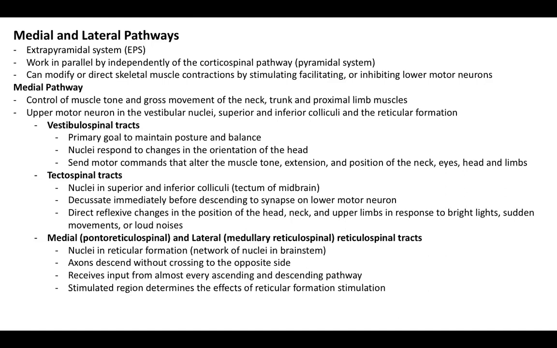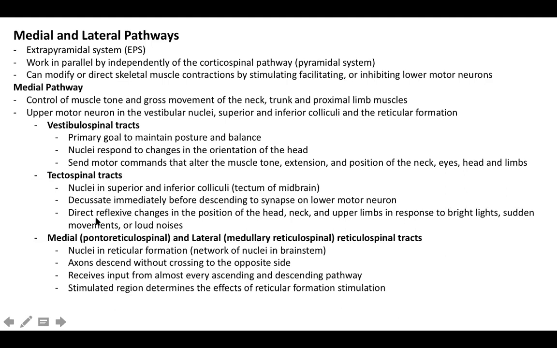These are nuclei within the superior and inferior colliculus. So we talked about these before. Superior and inferior colliculus has the visual and auditory reflexes. So we have direct changes with head, neck, and upper limb positioning due to bright lights, sudden movements, loud noises as a direct reflex from the superior and inferior colliculus. So that's the tectospinal tract. And we call the superior and inferior colliculi the tectum. Okay, these two colliculi are called the tectum, so the tectospinal tract name may help you remember that.